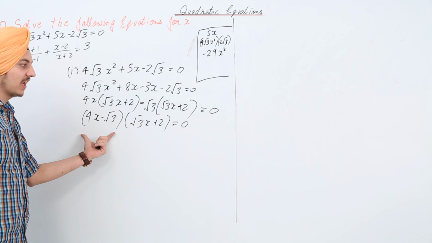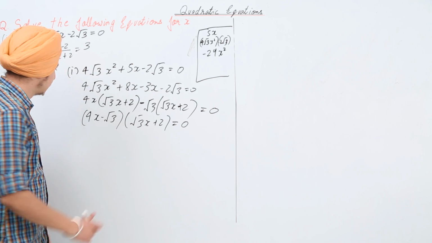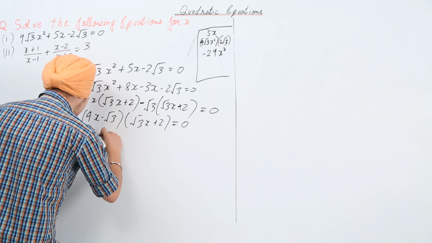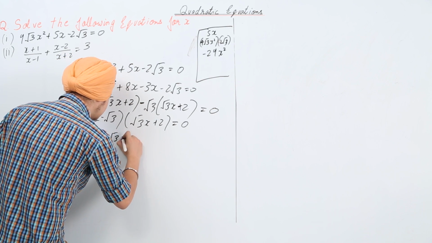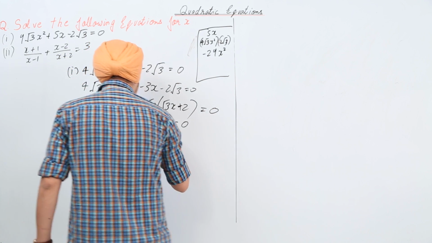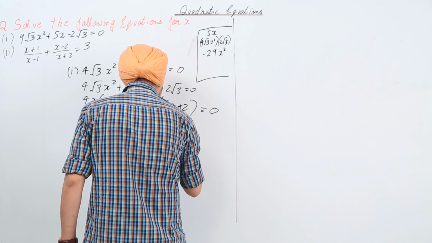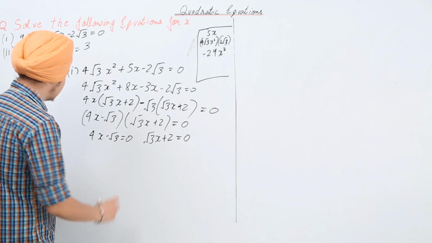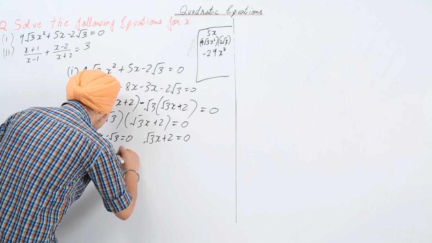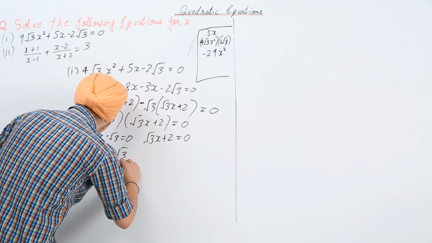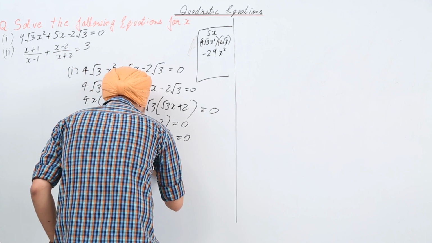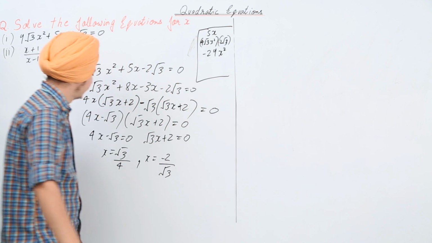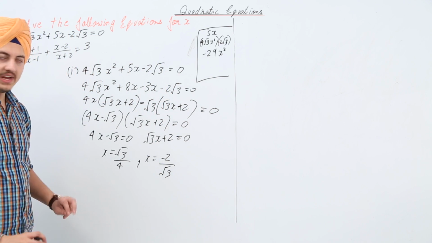So either this term can be 0 or this term can be 0, because the whole product will result in 0. So we have 4x minus root 3 is equal to 0 and root 3x plus 2 is equal to 0. From these two equations, the values of x are root 3 by 4 and minus 2 by root 3. Okay, clear? Very easy to understand.